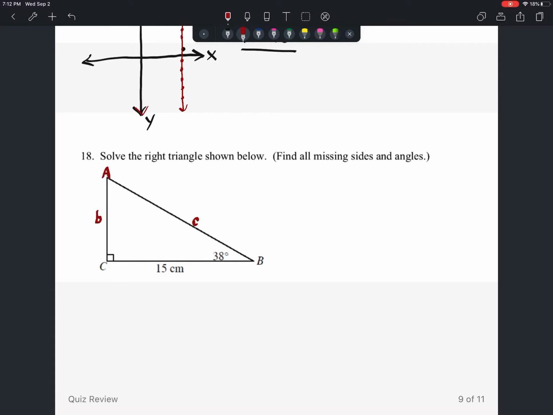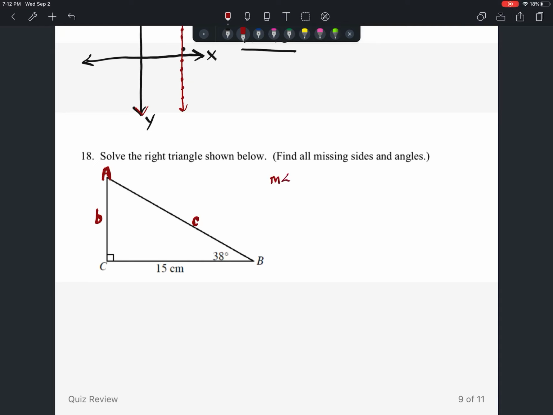Problem 18. Solve the right triangle shown below. Find all missing sides and angles. You'll see I've already labeled which ones are the missing ones. We've got side C, side B, and angle A that we're trying to find. Let's start with the easy part, the angles.